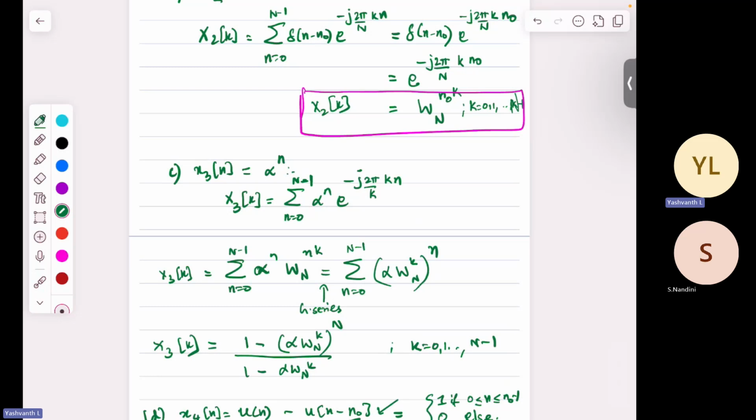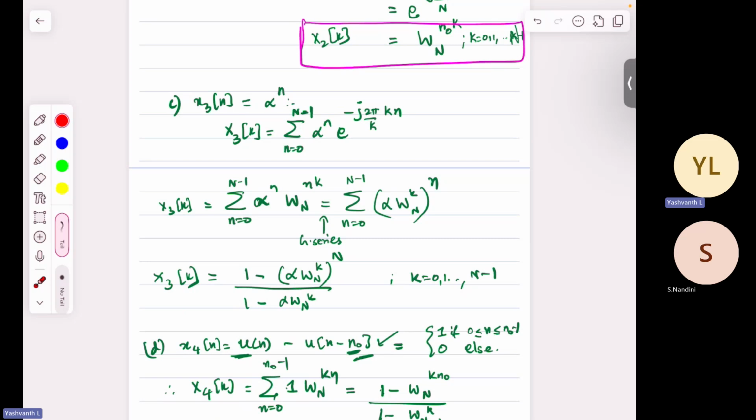All right. Third question. x3 of n is given to be alpha power n. What is its corresponding DFT? So then you can show that the DFT is equal to summation over n equal to 0 to N minus 1 of alpha power n into e power minus j 2 pi by capital N into small k into n. I'm using K everywhere. It is capital N, not K.